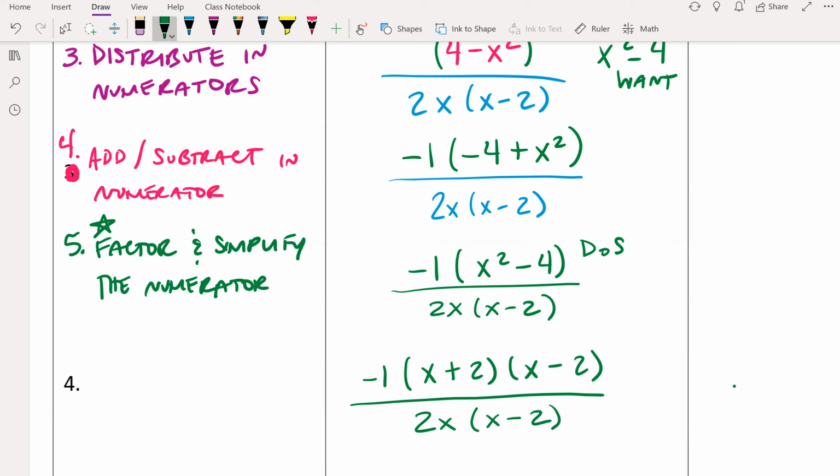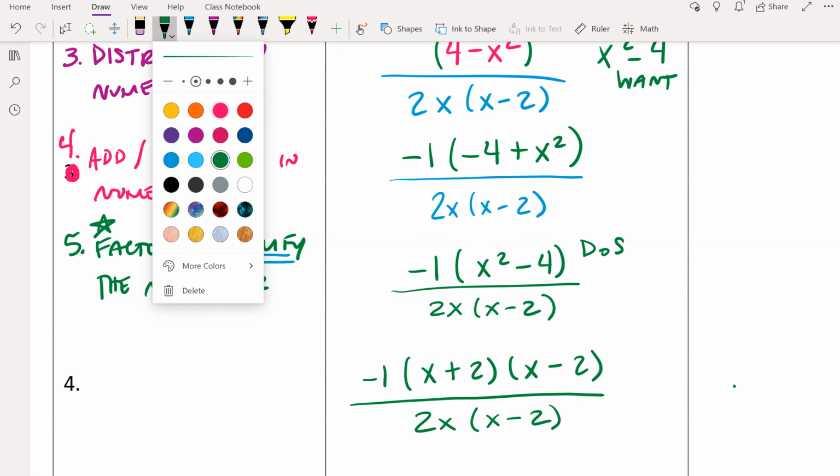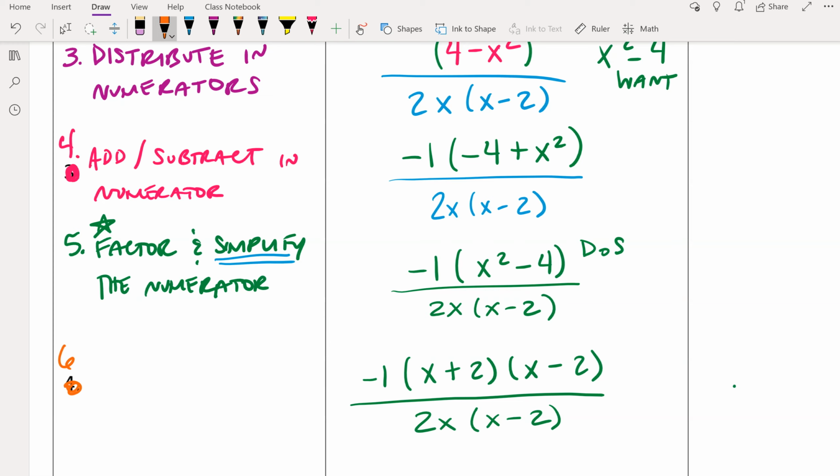All right, sweet. We are almost done. We're on to step 6. Oh, wait, time out. This said factor and simplify. So here's the thing, y'all. We are going to cross out, but I'm just warning you. The last step, let me write step 6 really quick. Step 6 is to write the excluded values. And I want you to know you have to write the excluded values of the fraction before you simplify.